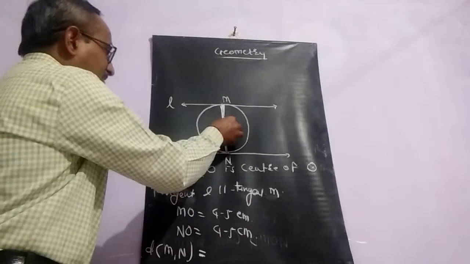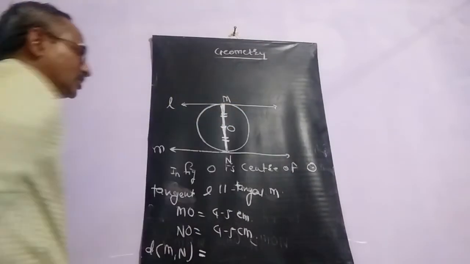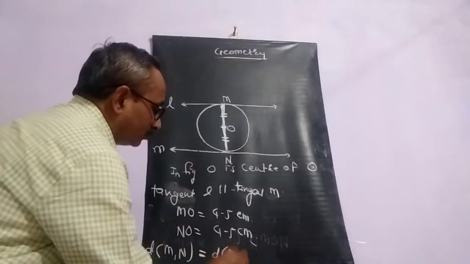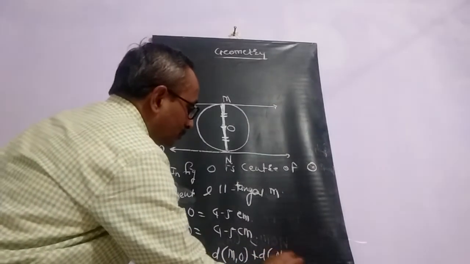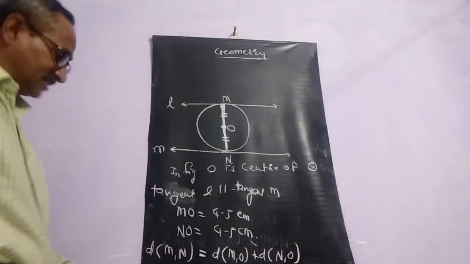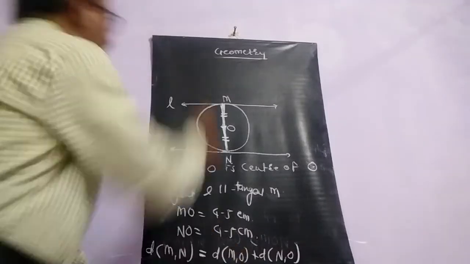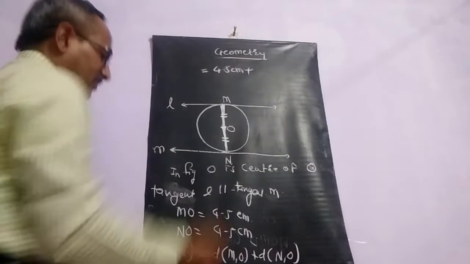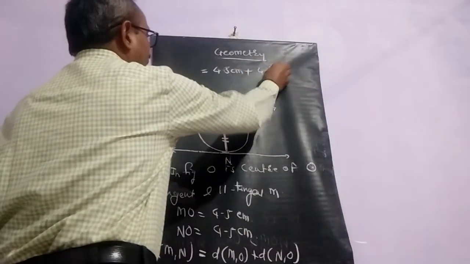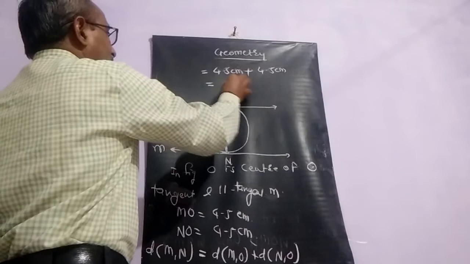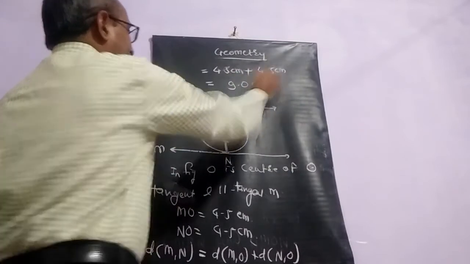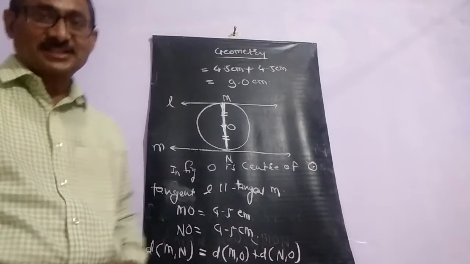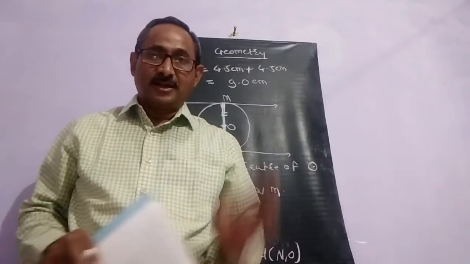distance MO plus distance NO, because both are radii. Put the values. Distance MO is equal to 4.5 centimeter plus distance NO is equal to 4.5 centimeter. 4.5 plus 4.5 is 9.0 centimeter. So the distance between these two parallel lines is 9 centimeter.